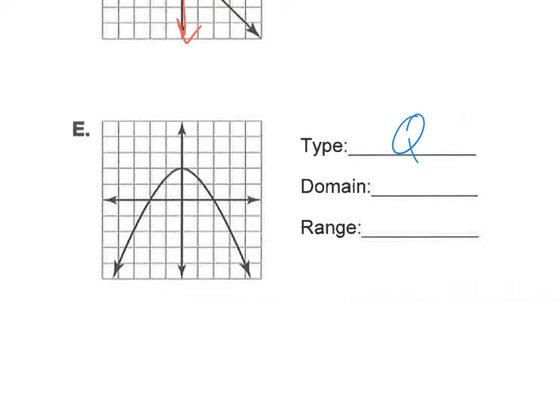E is also quadratic. This time, my x's go all the way to the left, all the way to the right. So this is going to be all reals. My range goes all the way from the bottom, but does not go all the way to the top. It stops at 2. So from 2, it's going down. So my y's are less than or could equal 2.